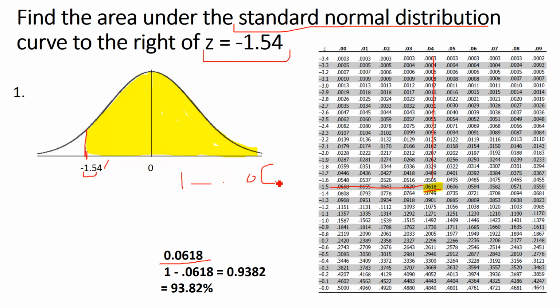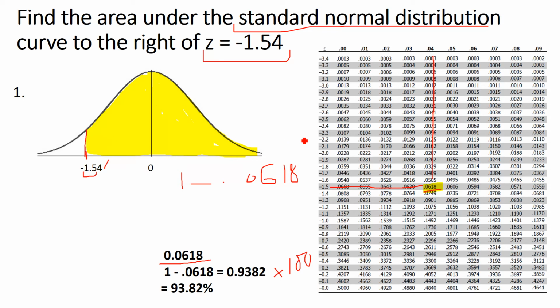1 minus 0.0618, and you will get 0.9382. Multiply by 100 in order to show your answer in percentage. So it will be 93.82%. So this area is 93.82%. And you can see only this is blank, right? So it means total area is 100% or 1. Right, so out of 100%, this required area is 93.82%.